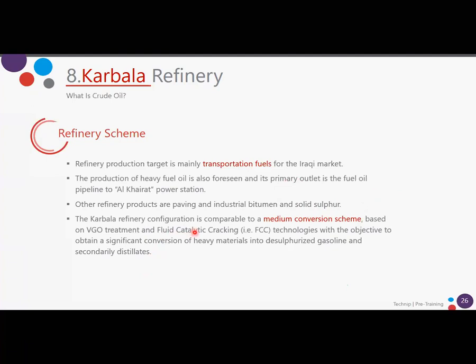The Karvala refinery configuration is comparable to a medium conversion scheme based on vacuum gas oil treatment and fluid catalytic cracking technologies, with the objective to obtain a significant conversion of heavy materials into sulfurized gasoline as secondary distillate. But as I told you, we will see later in different sessions all these process units, the main characteristics, and the feedstock and the products you will get from each process unit. So with this slide, we have finished this first presentation, that is what is crude oil.